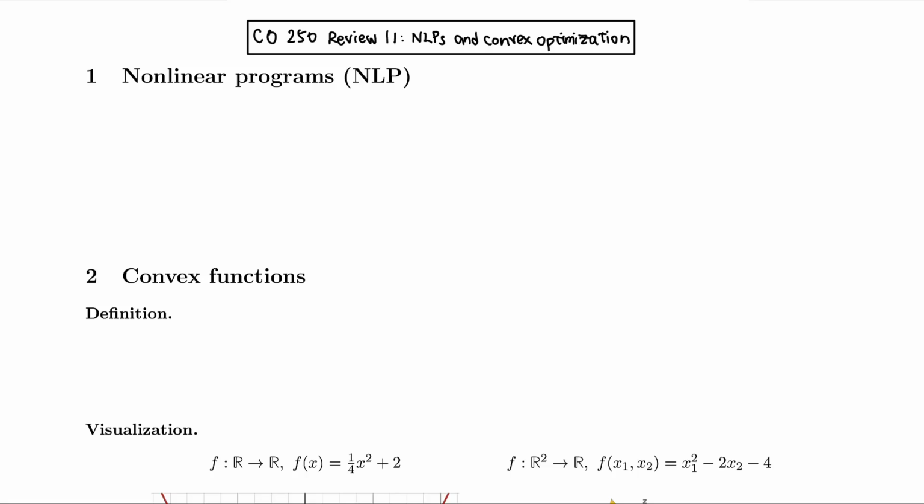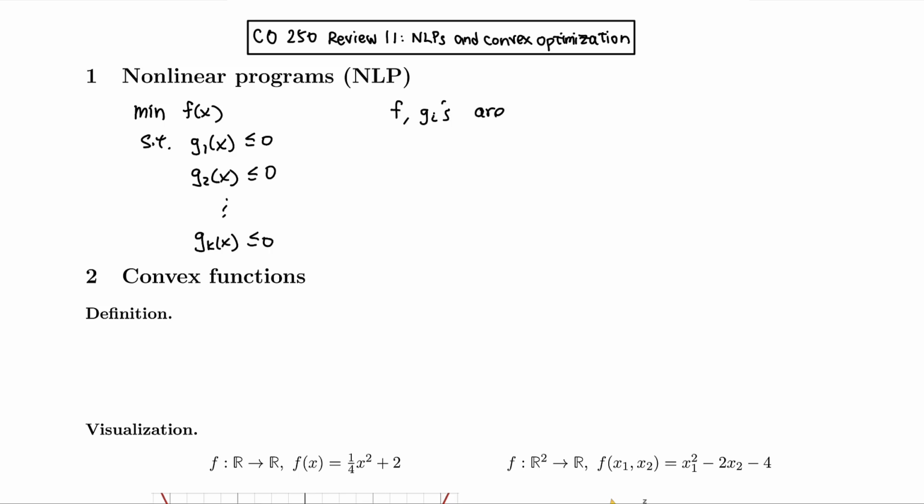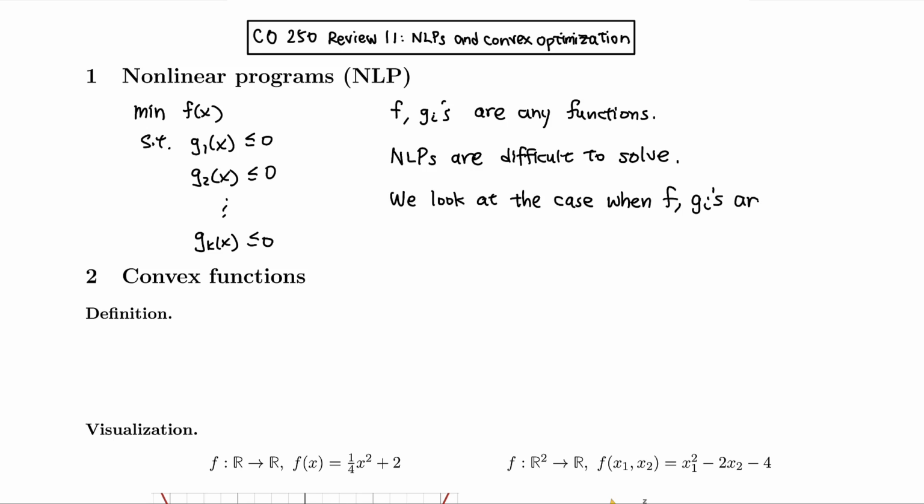Hello! Recall that an NLP has the form: minimize f of x subject to some g_i of x less than or equal to 0, where f and the g_i's are any functions. In general, NLPs are difficult to solve. Here, we look at the case when f and the g_i's are convex functions. They have special nice properties that make them slightly easier to solve. So what is a convex function?